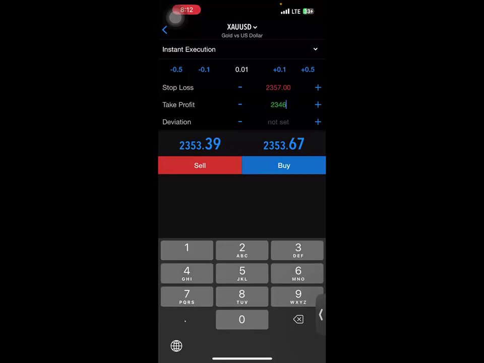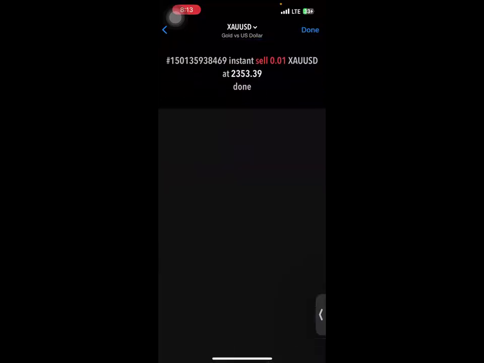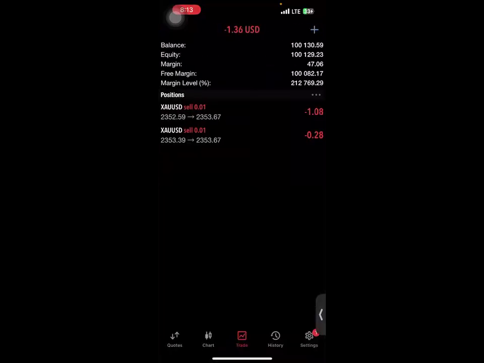Then all we need to do is click sell as well. Guys, this is actually very, very easy. The same thing for TP3 and the same thing for TP4. Easy peasy. So this is actually instant execution.